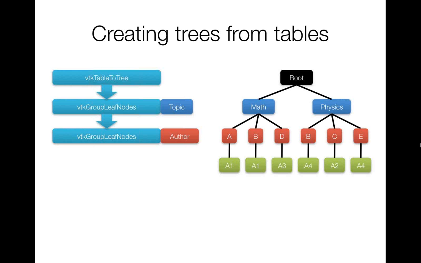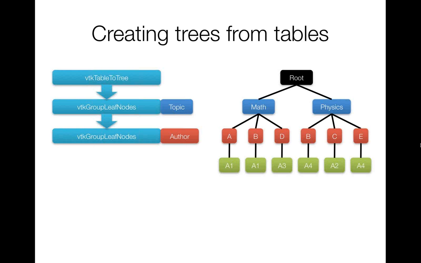And then things get more interesting when you start chaining that with these group leaf nodes filters. Each one of those will take one of the attributes of your data and group by it, so that it'll start grouping the rows in your table by values that match in a certain field.